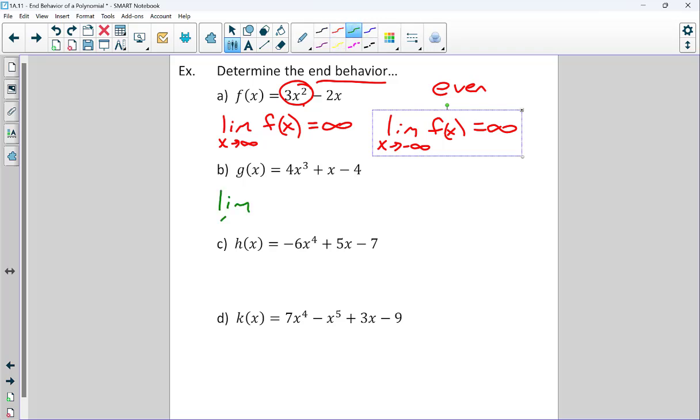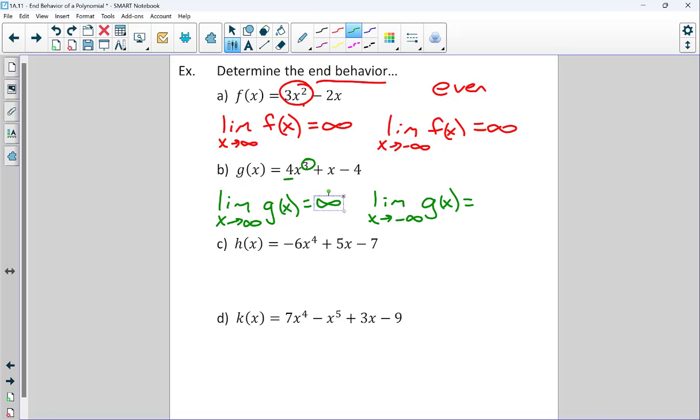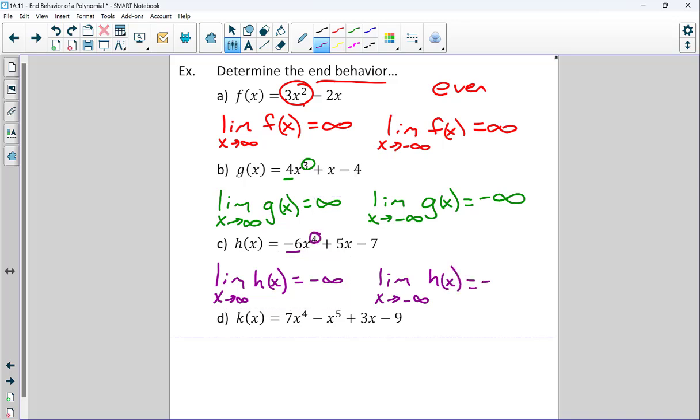So limit as x approaches infinity of g of x, make sure you're naming the function properly. So this one, the leading coefficient is positive, so infinity. Limit as x approaches negative infinity of g of x. Since the degree was odd, the right side and the left side are going to disagree. Question C, the limit as x approaches infinity of h of x. The leading coefficient is negative, so right side is down. And then the limit as x approaches negative infinity for the left side. Since it was an even degree, the left side and the right side are going to agree.